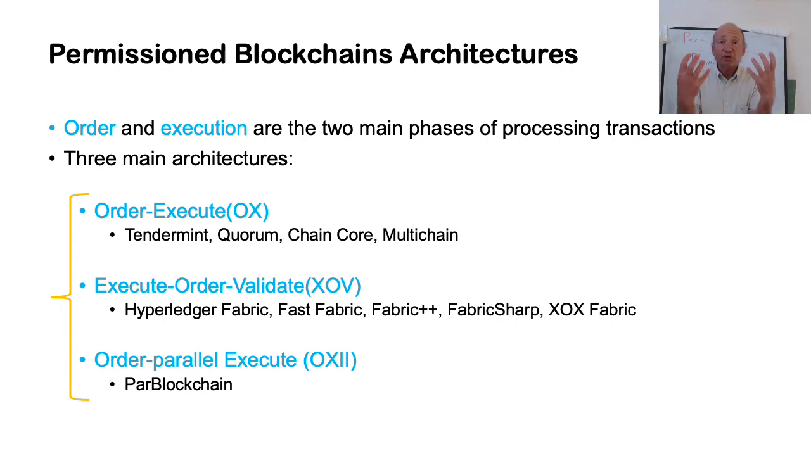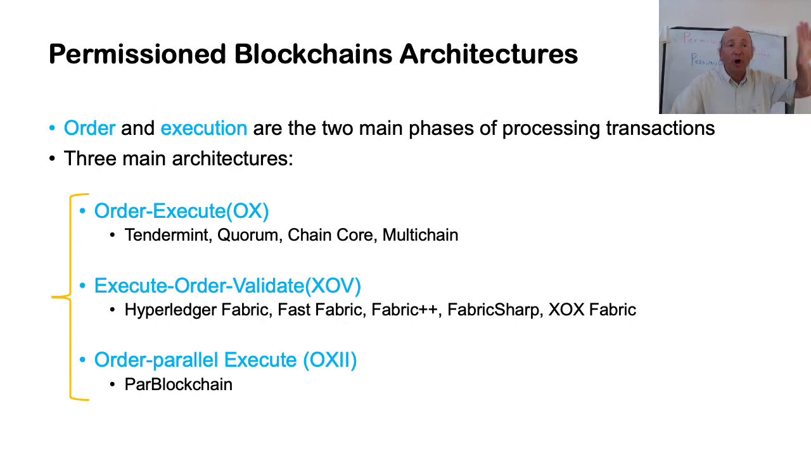So we have two things we have to worry about: the order in which operations are executed, and the execution itself. Those are the two main phases. You can order first, i.e. a pessimistic approach, and then execute. And there are many examples of this, for example, Tendermint, Quorum, Chain Core, MultiChain, etc.